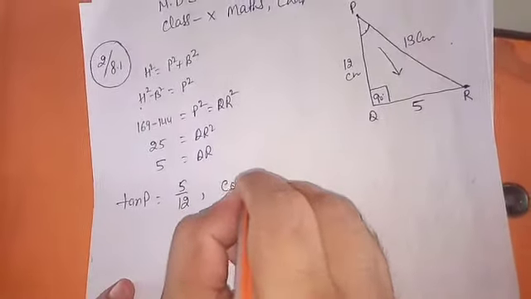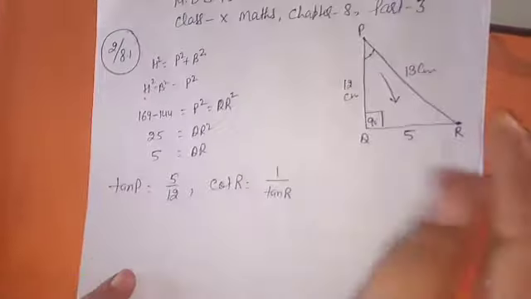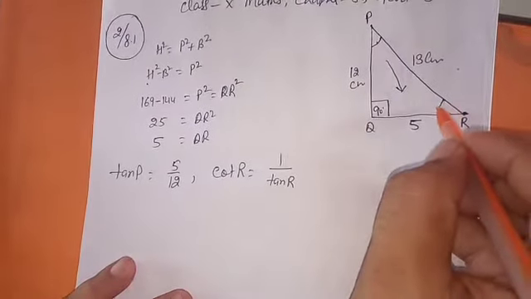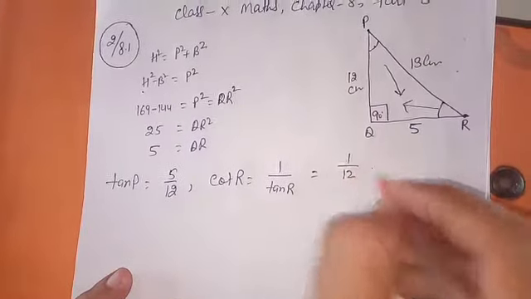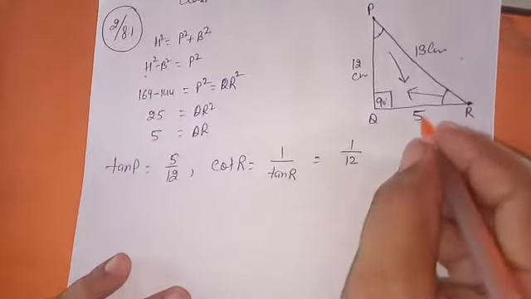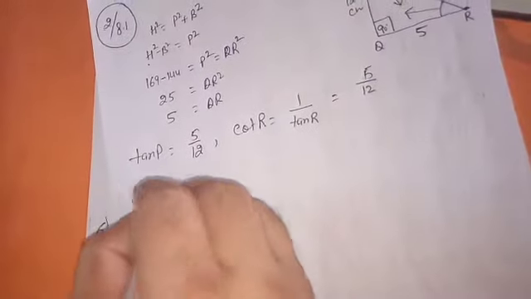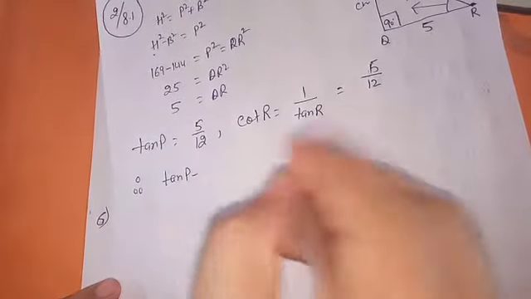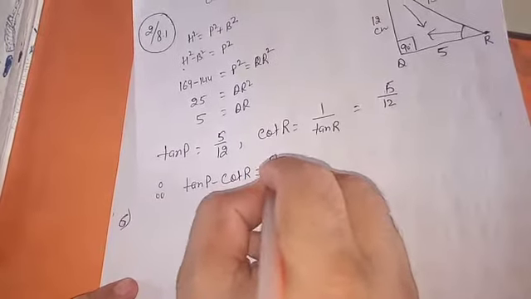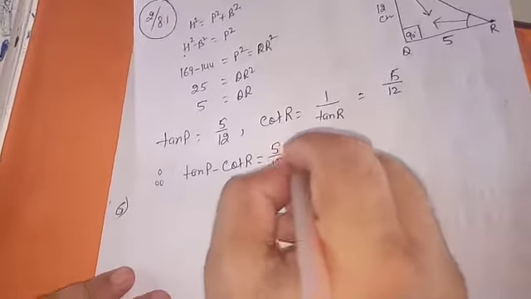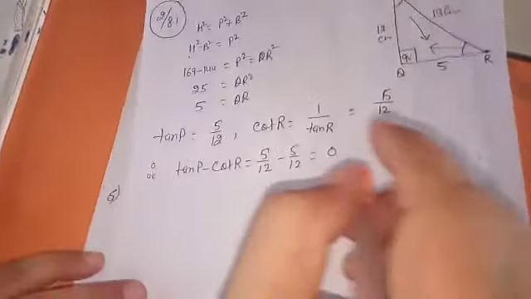Cotangent of R is equal to 1 by tangent of R. So what is the tangent of R? This angle, so it is opposite to what? Perpendicular. So perpendicular by what? Base. So 12 by 5, it goes upside down. Therefore tangent P minus cotangent of R is equal to 5 by 12 minus 5 by 12, which is equal to 0. Understood?